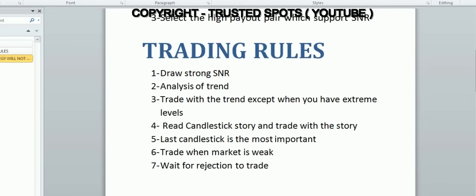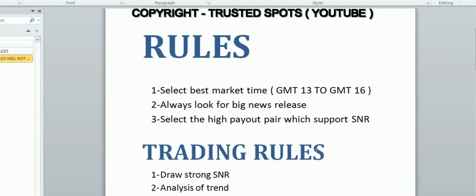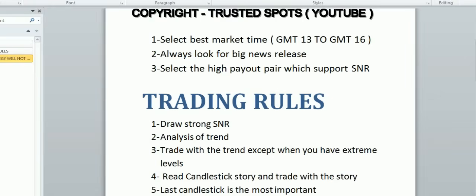So these are the rules, and I think I have covered them all. Let me go through them again. The first rule is select the best market time, GMT 13 to GMT 16. Always look for big news releases. Always try to see the news releases which are going to happen during your trading time, and try to avoid those pairs which are involved. If you don't know how to select, there are two videos related to market and news release. And the third thing is try to select good payout pairs that are respecting support and resistance. So these are the basic rules.